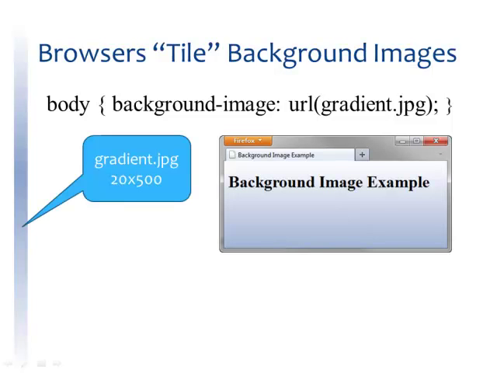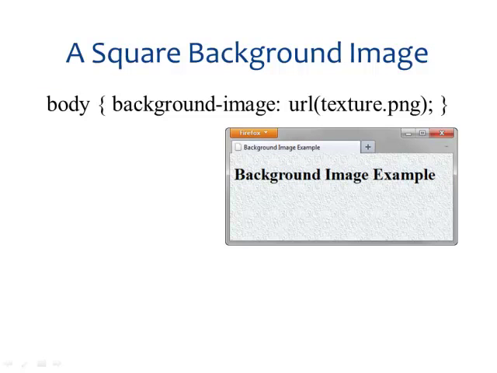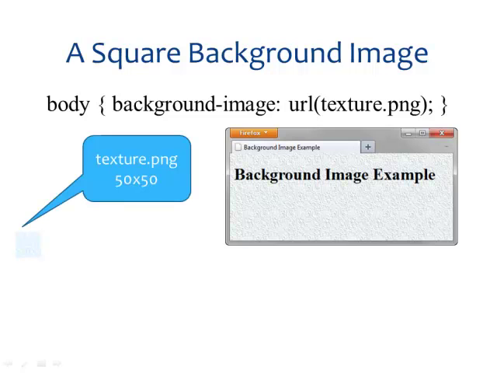The gradient.jpg image is actually a narrow rectangle that's 20 pixels wide by 500 pixels high. The browser repeats it across and down the web page to fill the area allocated for it. In this case, the entire browser viewport. In this example, a 50 pixel by 50 pixel square image named texture.png is configured as the background of the body element. The browser repeats it across and down the web page.